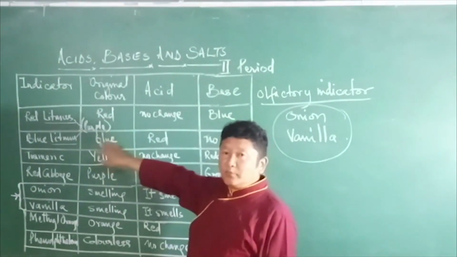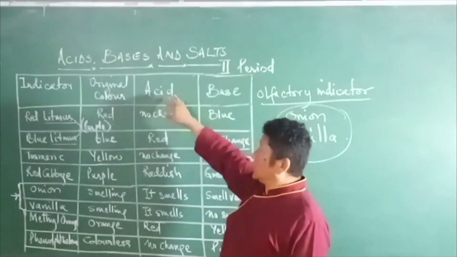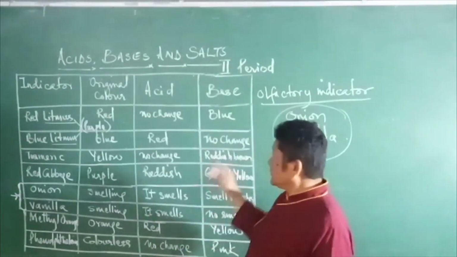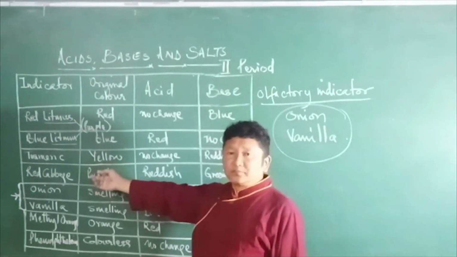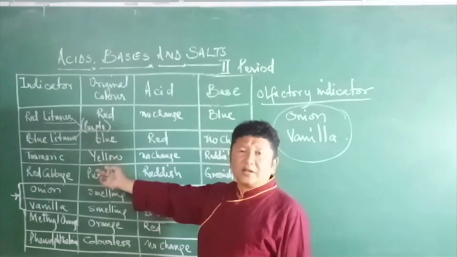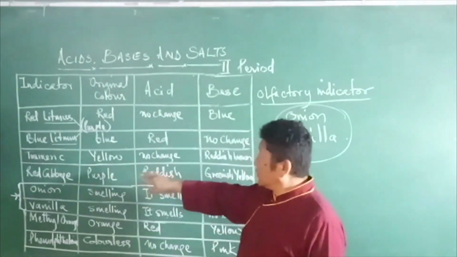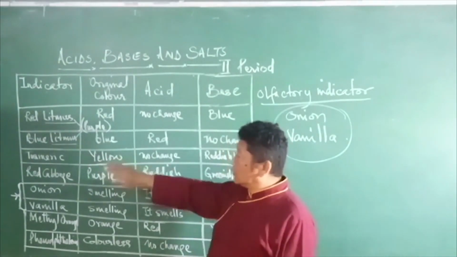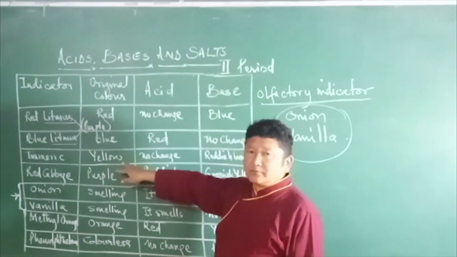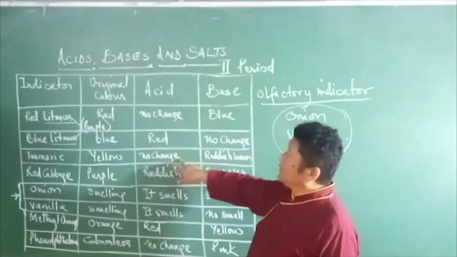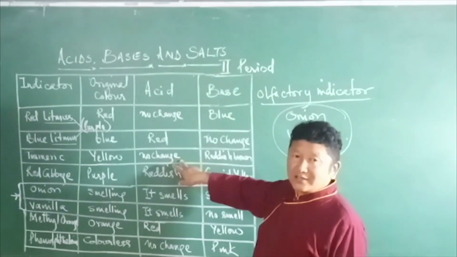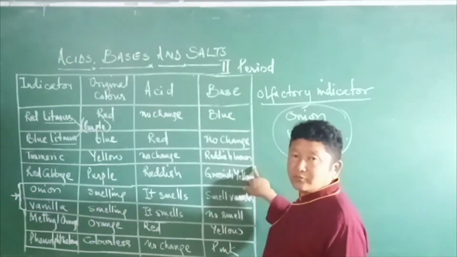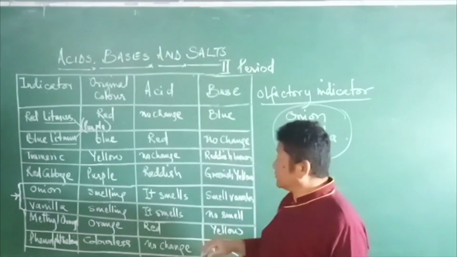Similarly, blue litmus, its color is blue. With acid, it changes to red, but with base, there is no change in color. Turmeric powder, you have learned these things in one of the activities in class 7 also. The actual color of the turmeric powder is yellow. When it comes in contact with acid, it remains yellow. So there is no change in color, but with base, it changes to reddish brown.